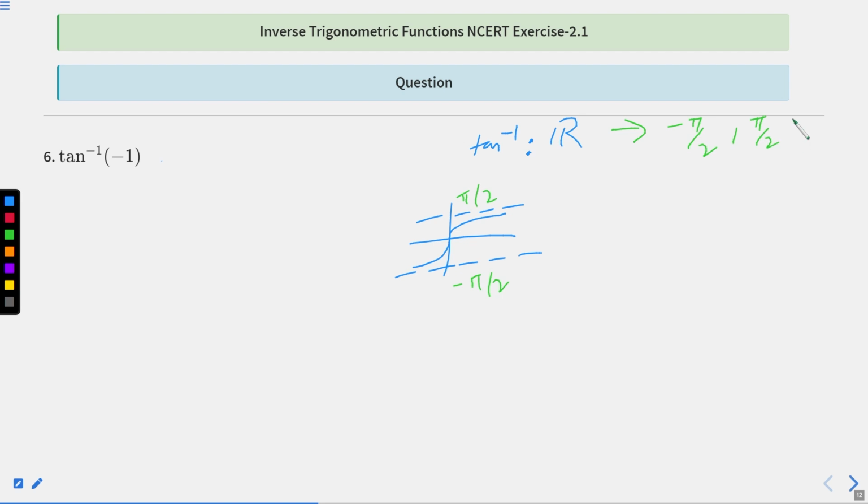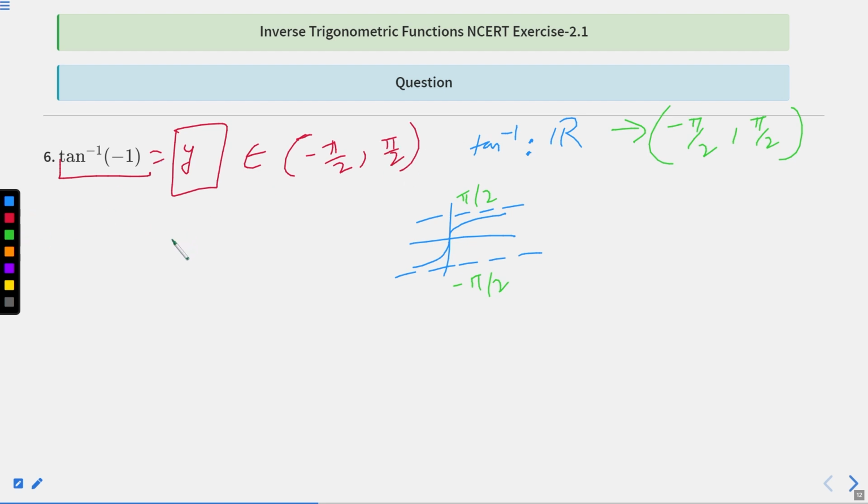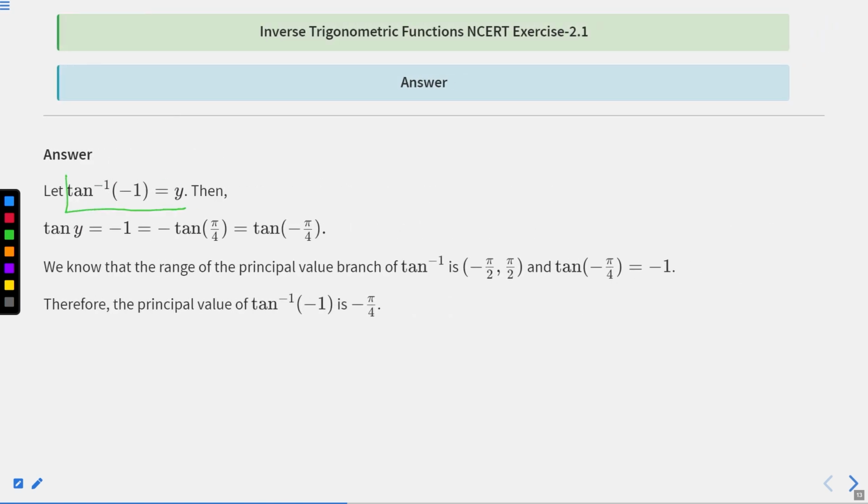So if you write tan inverse of minus 1 equals y, then this y must belong to the open interval minus pi by 2 to pi by 2. Now let's solve it. Tan inverse of minus 1 equals y, then you rewrite it as tan y equals minus 1. When do you get tan equal to 1? At pi by 4. So minus 1 equals minus of tan pi by 4.